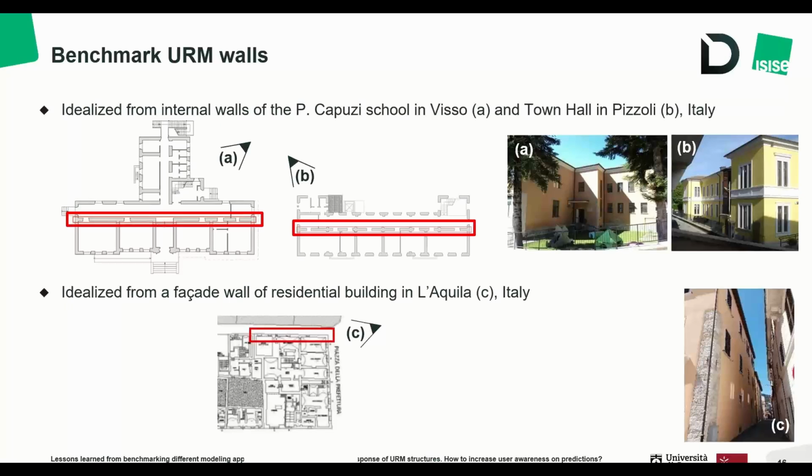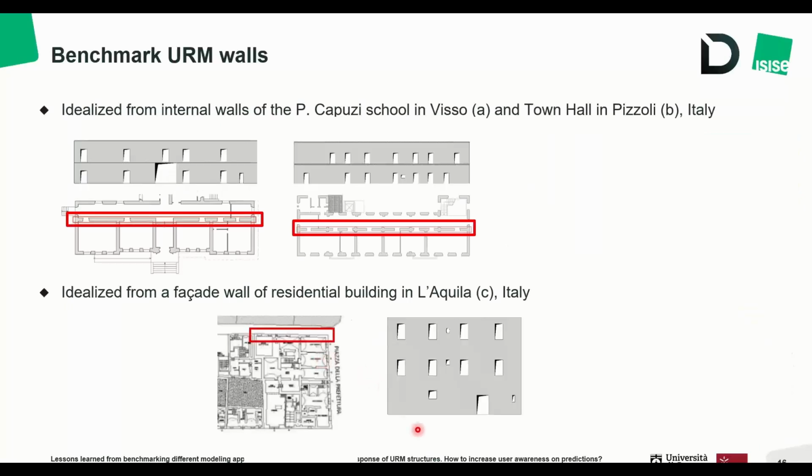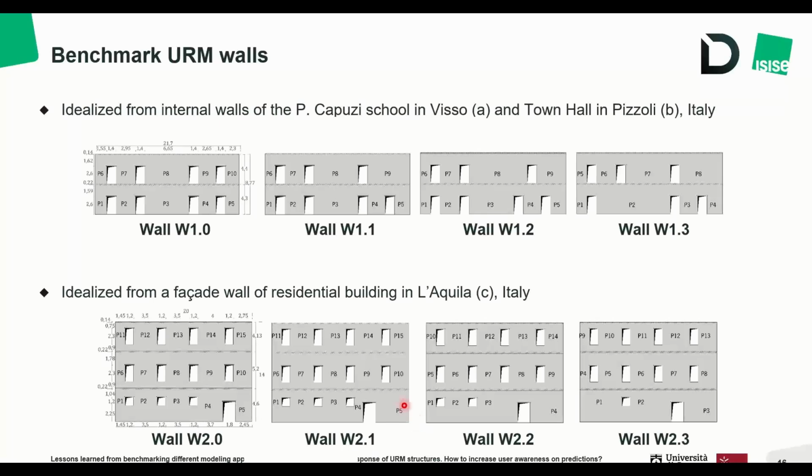The benchmark structures that we considered are reinforced masonry walls that were idealized from internal walls of existing masonry structures. In particular, Pietro Capuzzi's school in Visso in Italy, the town hall in Pizzoli, again in Italy, and a residential building in L'Aquila, Italy. So basically they are representative of the central Italy building stock. These are the front views of the unreinforced masonry walls, and in particular the 8 configurations that were idealized were considered for the analysis in the ReLUIS project, with different levels of opening layout irregularity.